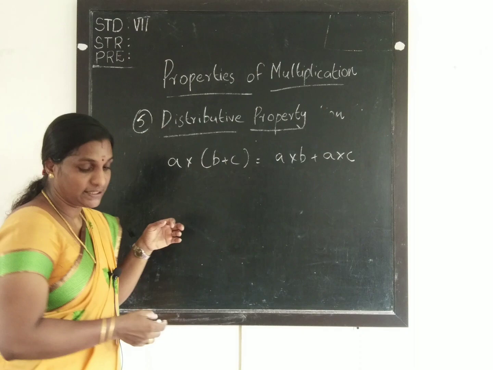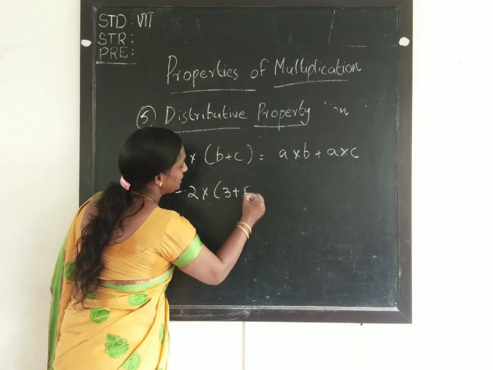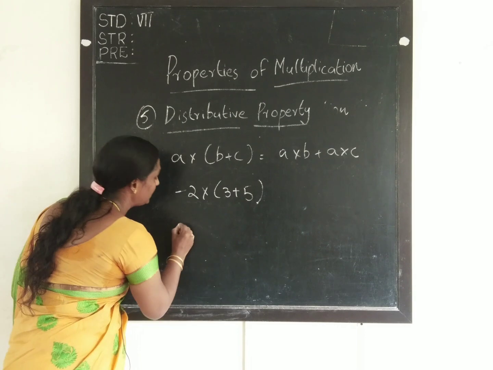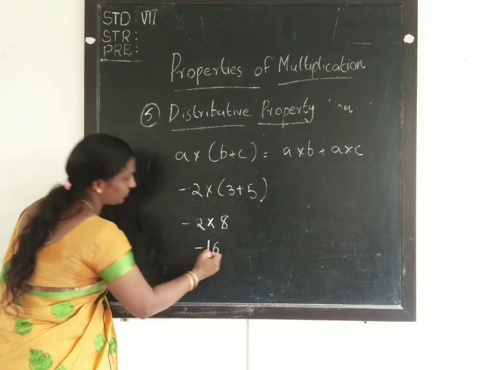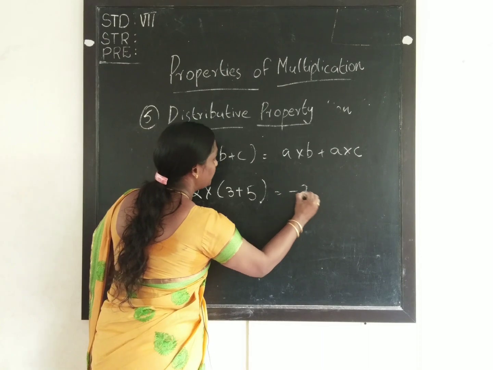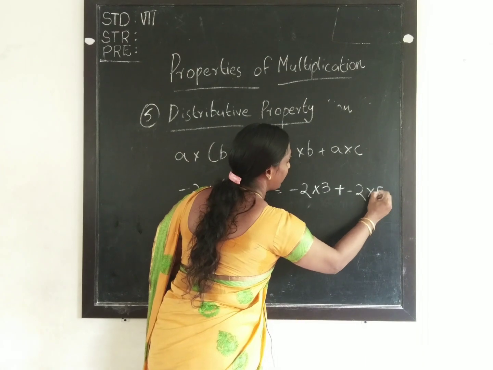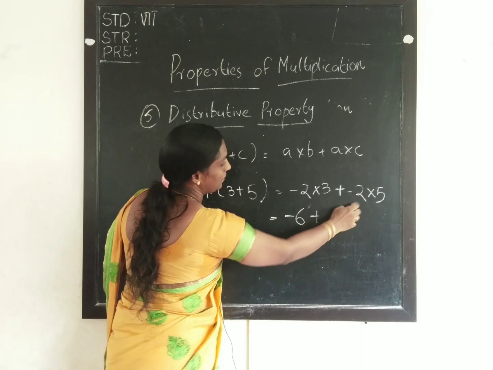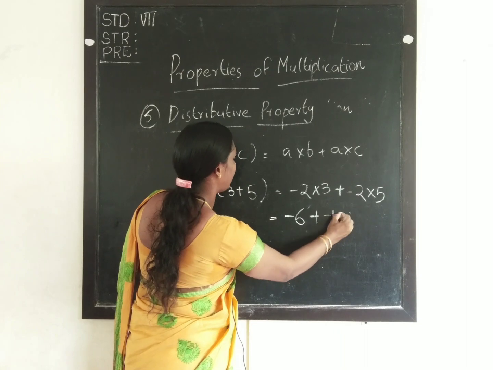We can do one example: minus 2 into (3 plus 5). First we find this answer. Minus 2 into (3 plus 5). First you add the numbers in the bracket, so minus 2 into 8. The answer is minus 16. The same answer we will get by splitting the brackets, that is minus 2 into 3 plus minus 2 into 5. Minus 2 into 3 is minus 6, plus minus 2 into 5 is minus 10.